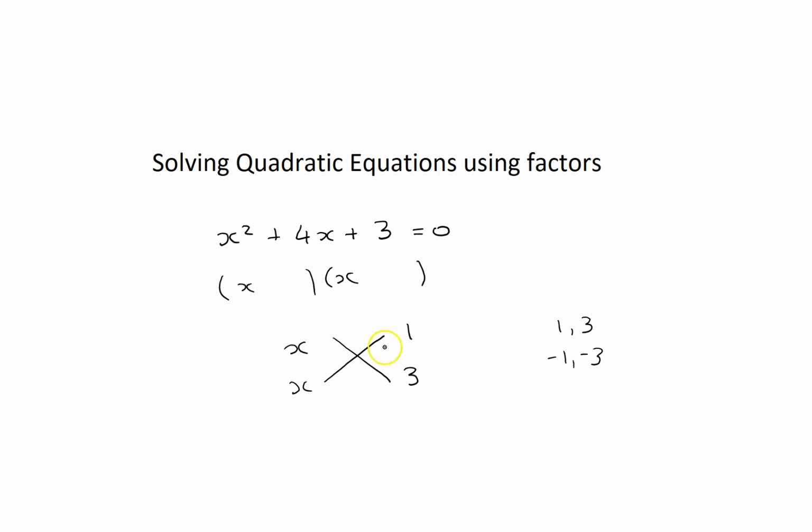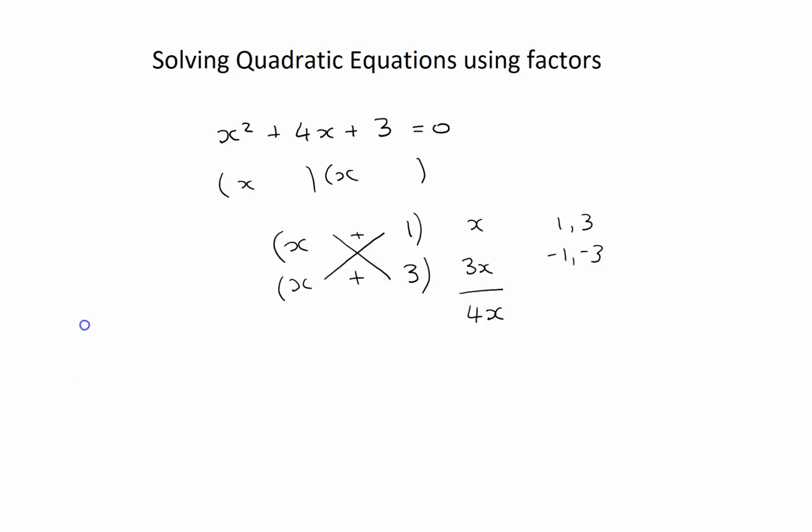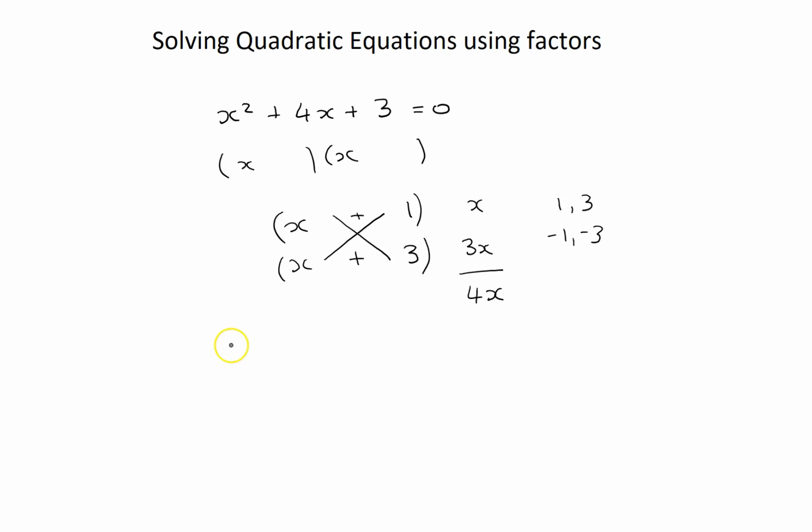If I multiply it out, I get x times 1 is x, x times 3 is 3x, and if we add them up, we get 4x, which is what we're looking for. That's the x term. So there we have our factors, x plus 1 and x plus 3. So I can rewrite my quadratic equation as x plus 1 times x plus 3 is equal to 0.